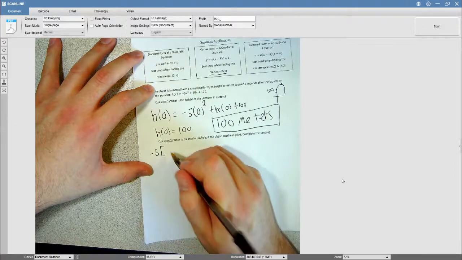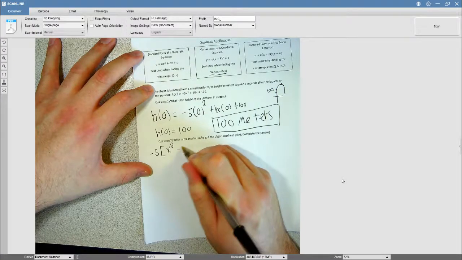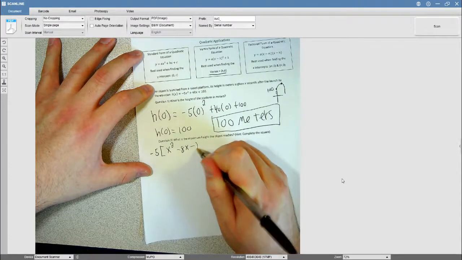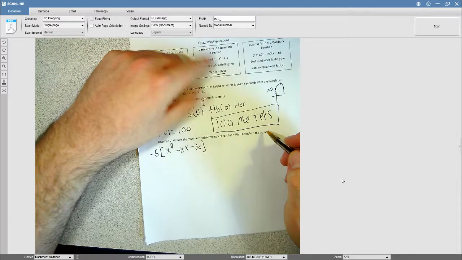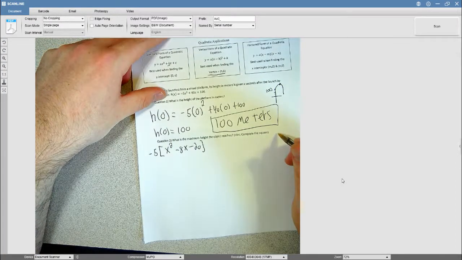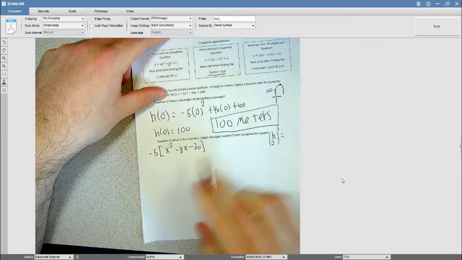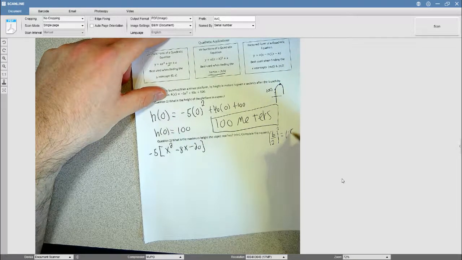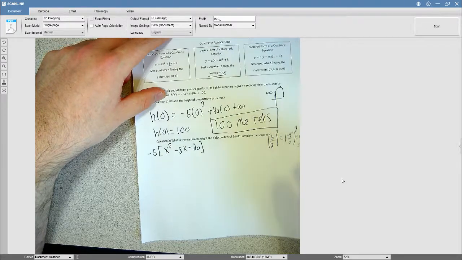So negative 5, so we get x squared minus 8x minus 20. And do you remember how to complete the square? We take that b term right here, and we take b over 2, we half it, and then we square it. So here we take negative 8 over 2, and we square it. So that's going to be what? Negative 4 squared, which is 16.